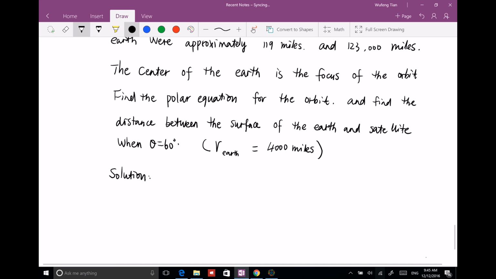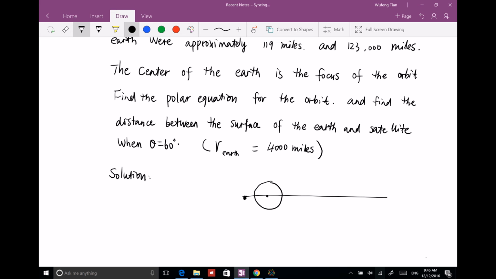If we draw a picture, see the Earth is at one of the focus points, right here, on the focus point, right? And here I probably have to draw the Earth a little bit bigger, because the Earth has 4,000 miles as a radius, but this distance right here is 100. This is 4,000.